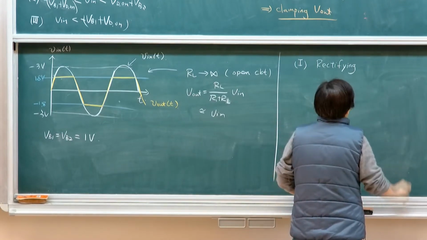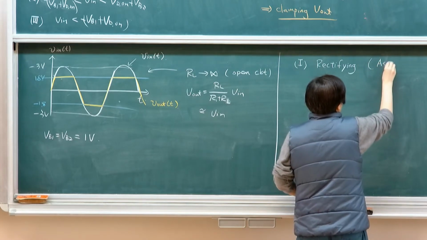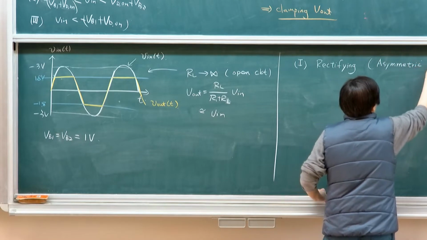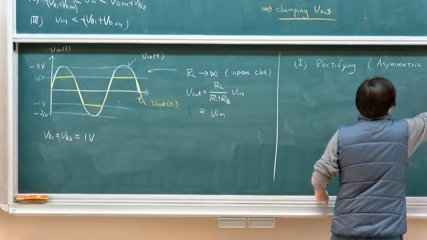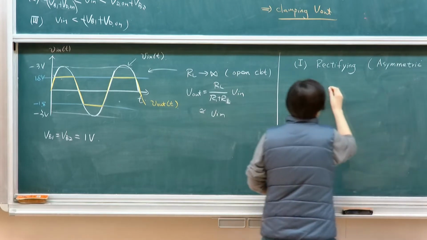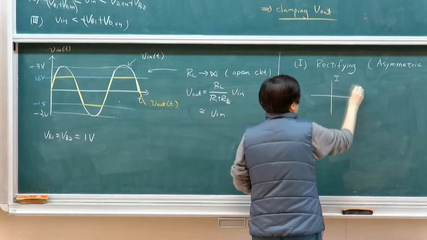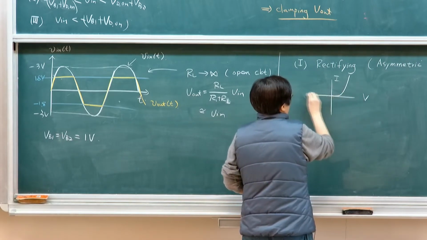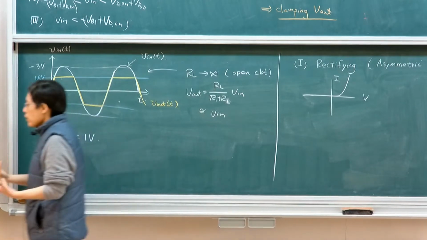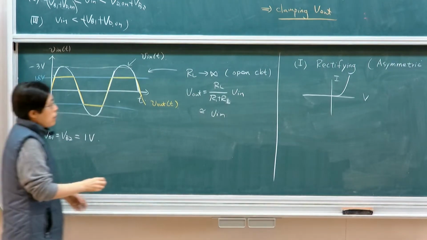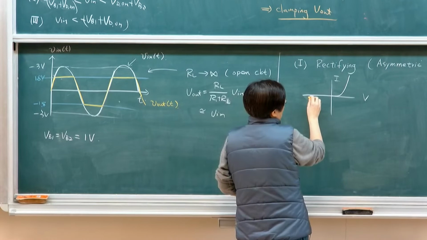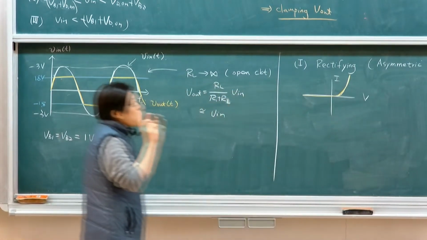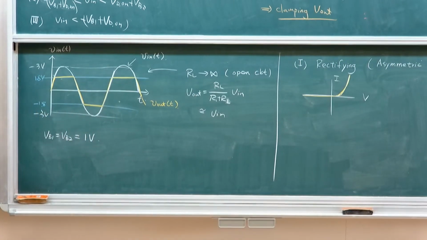The rectifying characteristic comes from the asymmetric feature of the diode. If you draw the IV characteristic, it looks something like this, right? It only allows current in one direction to pass. That's because of the asymmetric feature of the diode's IV characteristic. So this is one of the features that is very desirable.